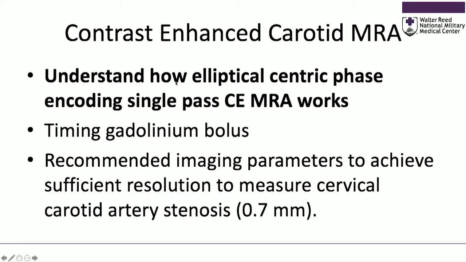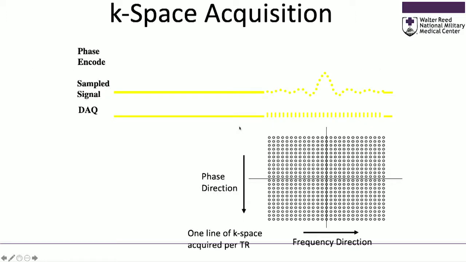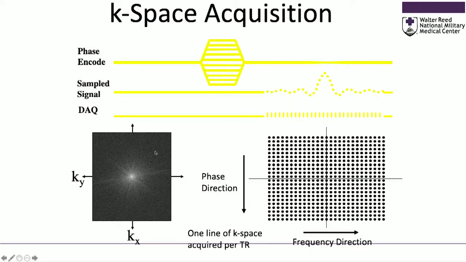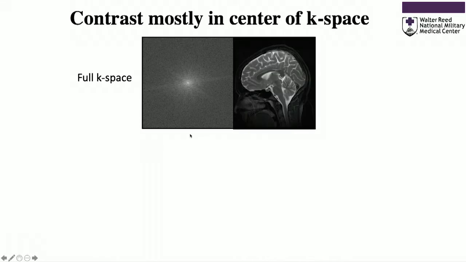Next thing I'd like to go through with you is understanding elliptocentric contrast phase encoding, our single-pass contrast MRA. And we had an excellent description this morning about K-space. So what we're doing here is we're acquiring a typical Cartesian where we're doing multiple phase encoding steps and then filling up all of our lines of K-space until we get fully sampled K-space we discussed this morning. You do the Fourier transform and you get a high resolution image.